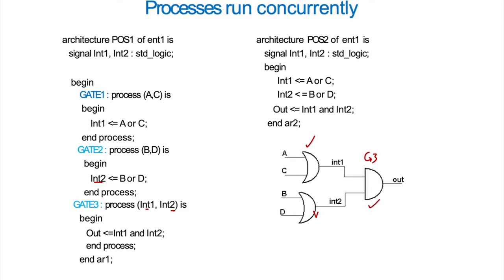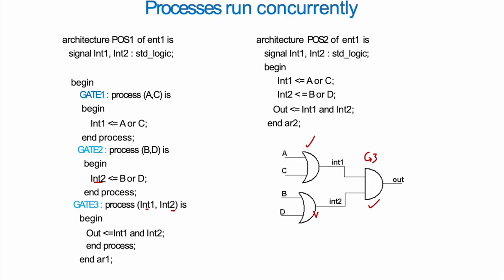And of course, you don't have to use processes. It's a very inefficient way of writing this VHDL code, because at the end of the day, they are simple AND gates. We can just use AND and OR, but we still want to use it to understand the concept of process at this particular point in time, right?